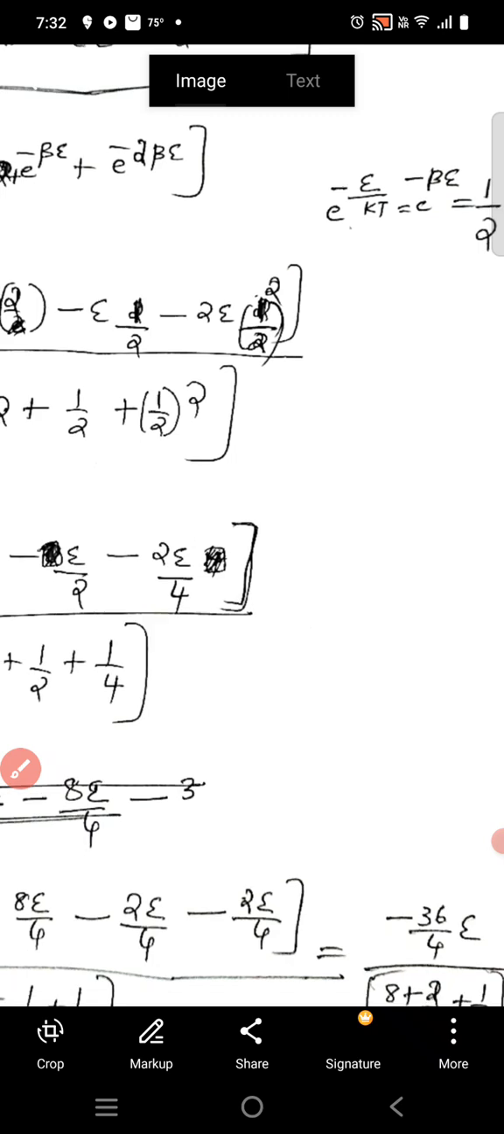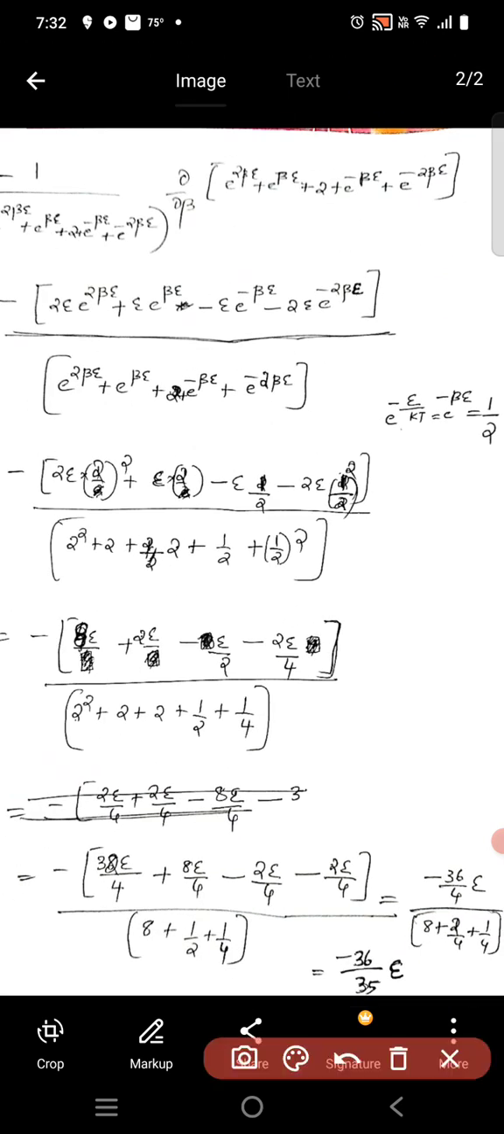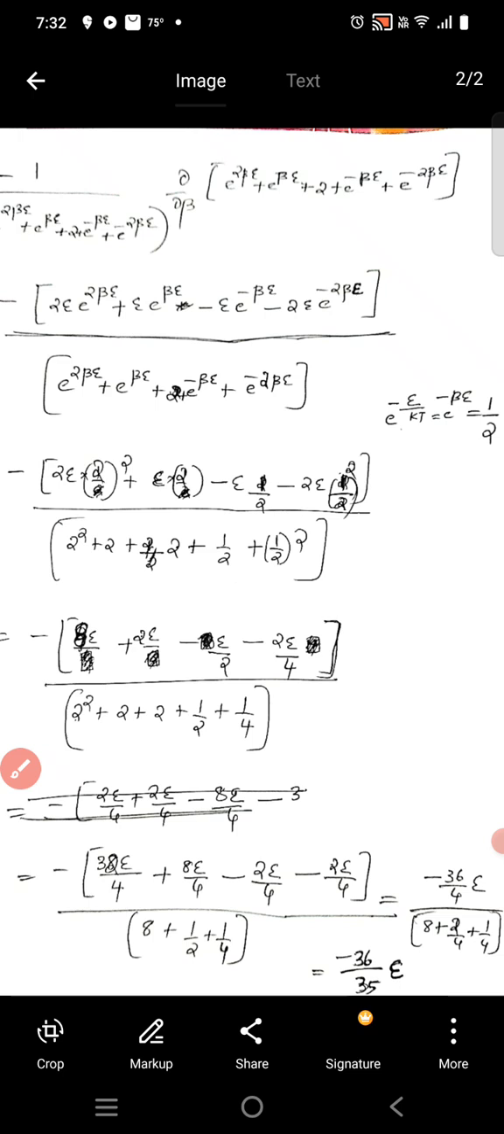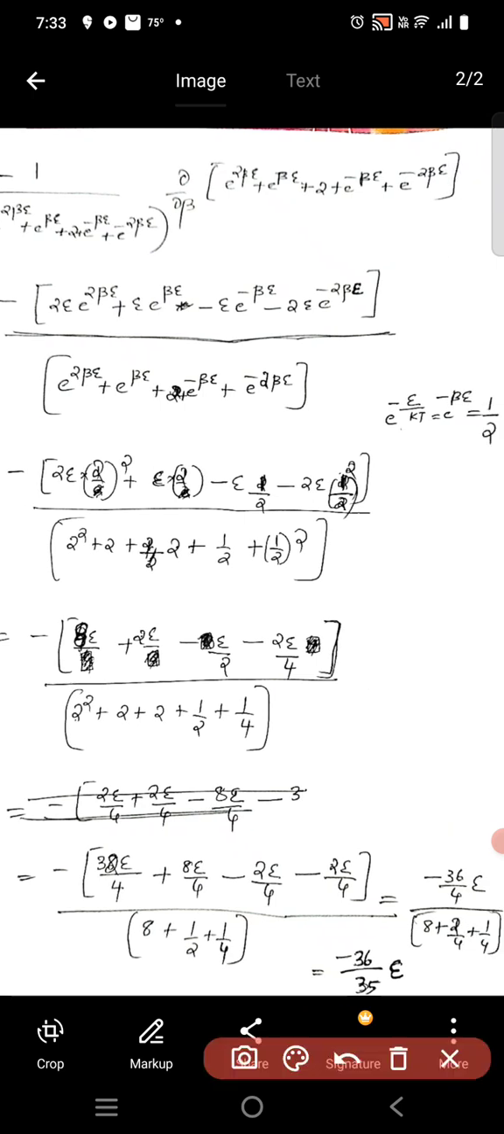The result is minus 36 over 35 epsilon. And as we compare this with the result given in the question, which is minus n over 35 epsilon, sorry, the n is 36. So this is the result.